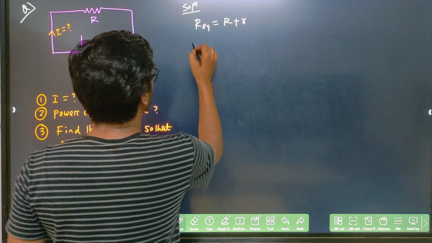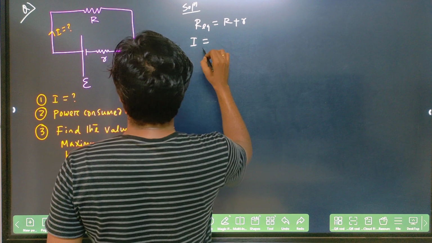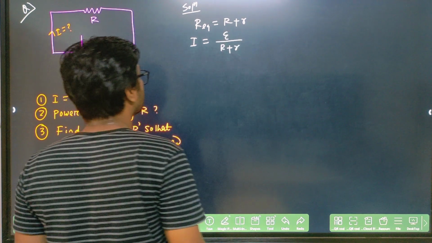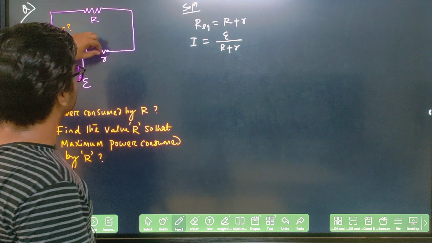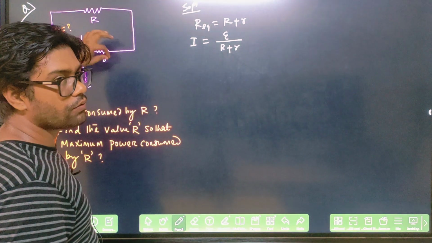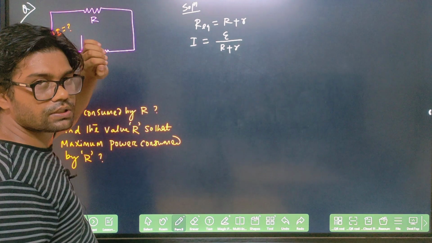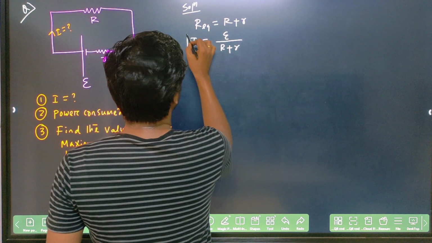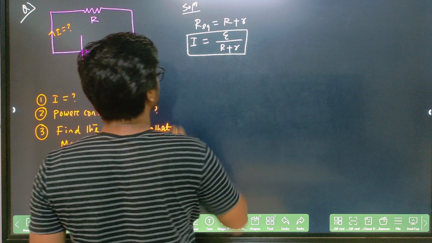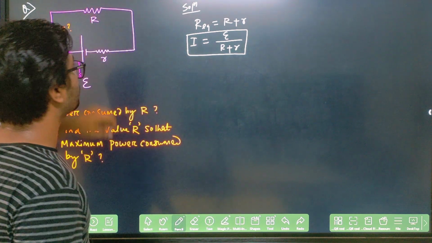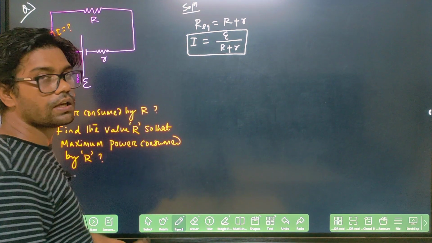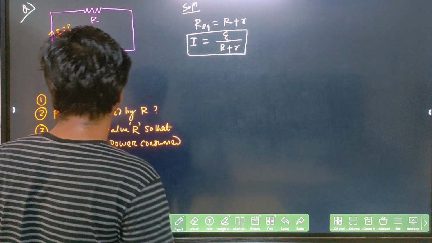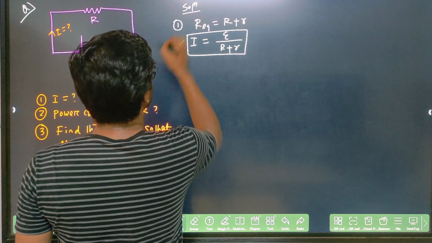And you can easily find out the current. I will be how much? E divided by R plus r. This is the same thing, right? Instead of small r, we put there R1, R2. You just see, the same thing we will get, right? This will be E divided by R plus r. You can remember this also, because whenever you see this type of situation, you can say that current will be EMF divided by capital R plus small r, right? Now second thing, the first one is solved, right?